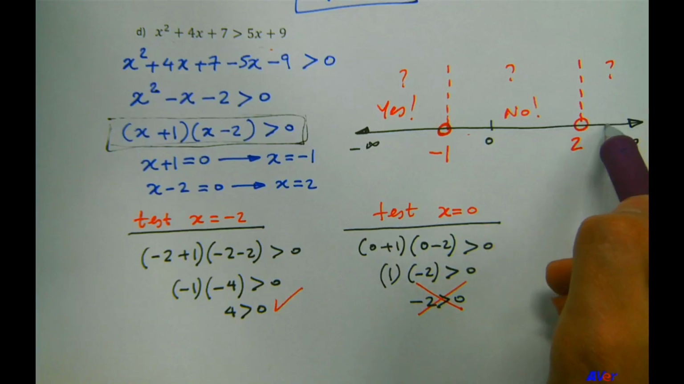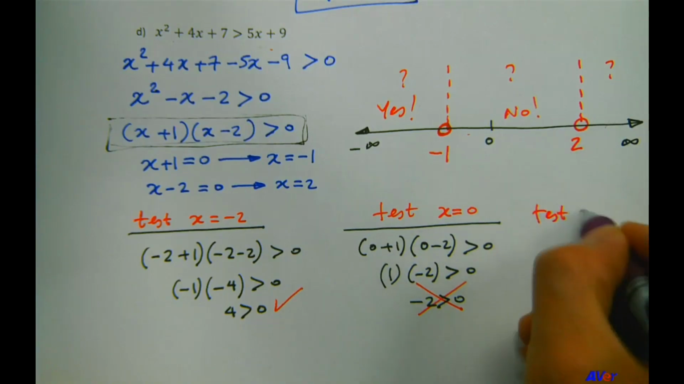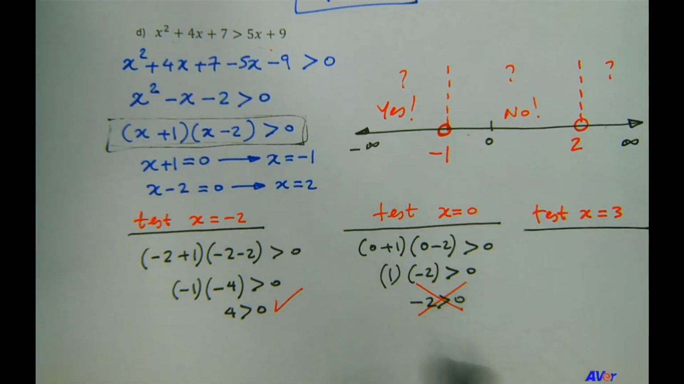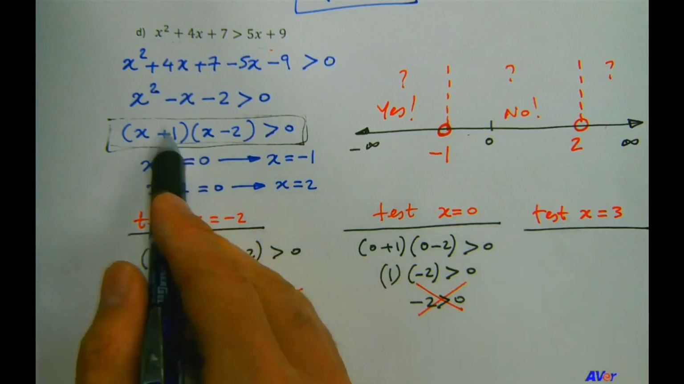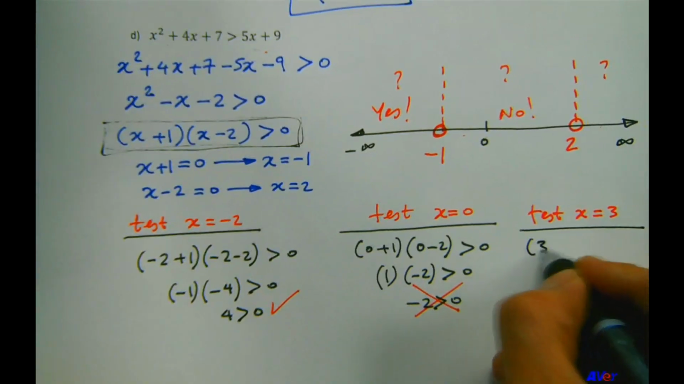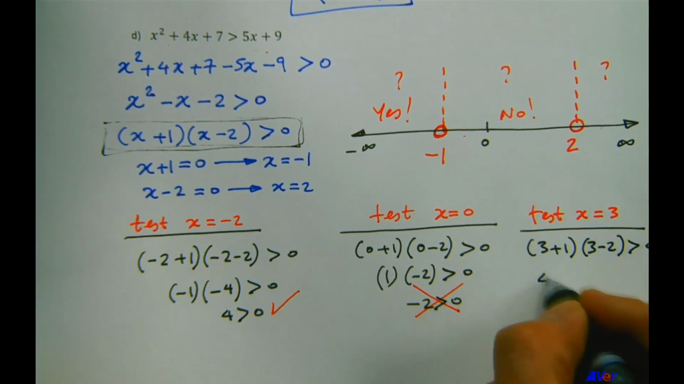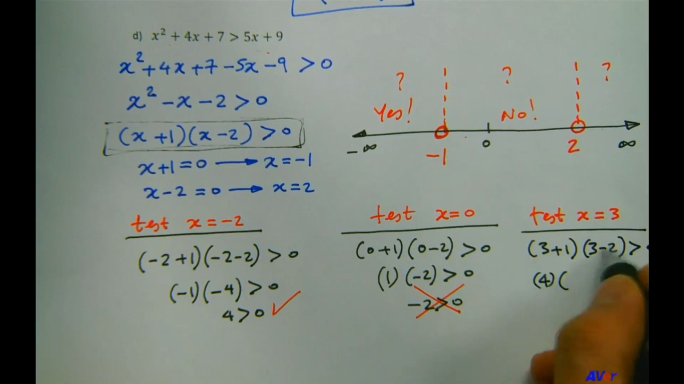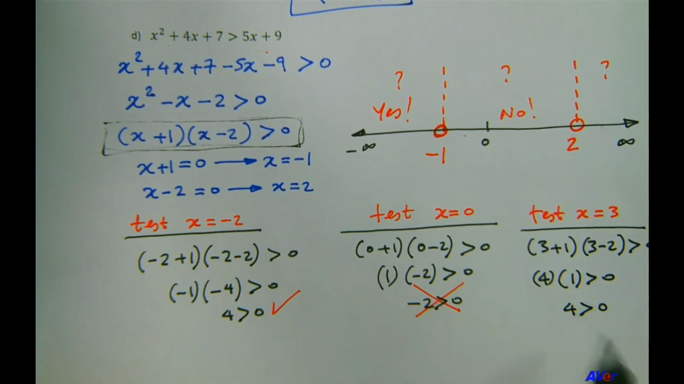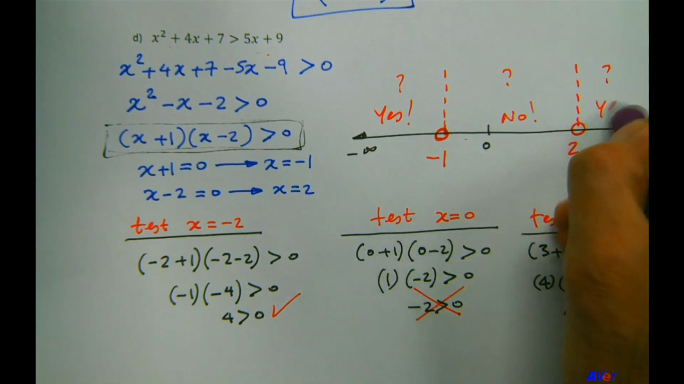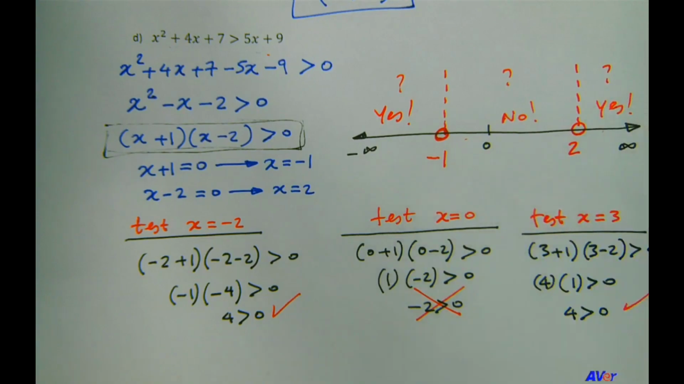Let's test an easy number in this region. So I'm going to plug that 3 here. We have 3 plus 1 times 3 minus 2 greater than 0. So this will be 4 times 1, greater than 0, 4 is greater than 0. Is this result valid? Is 4 greater than 0? Yes, that's a valid result. So yes, that whole region is part of the solution.